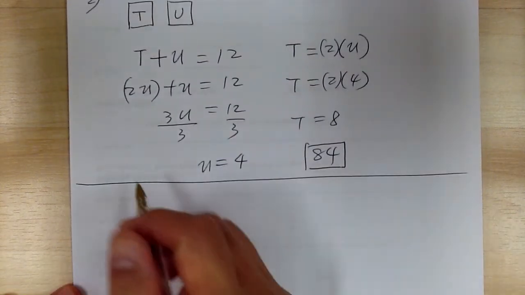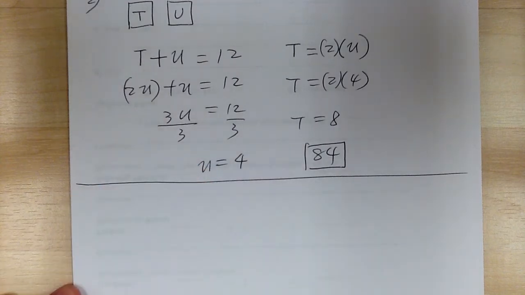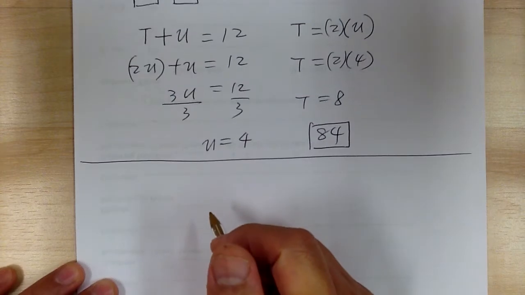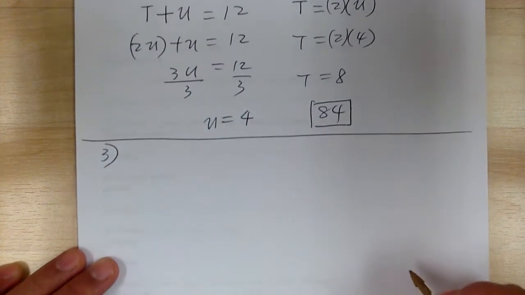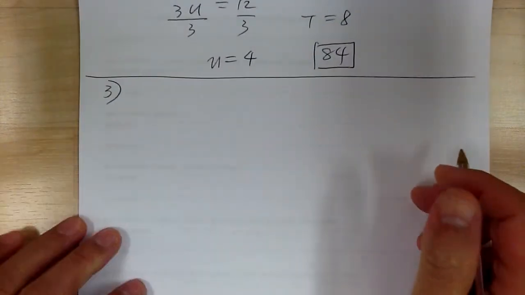Let's go to number 3. Actually, I want to do the one with the reversal. So let's go to number 3. Again, you need to read through first.